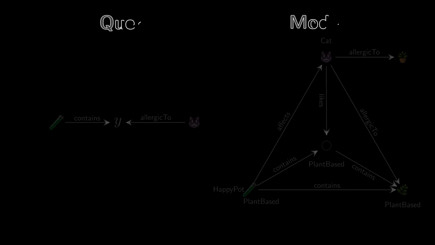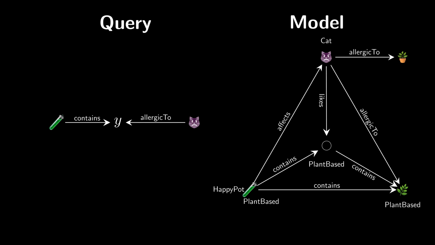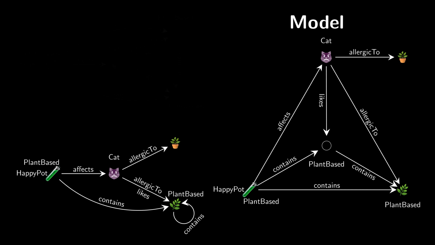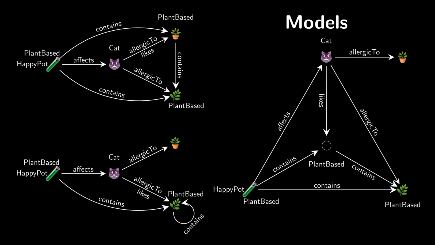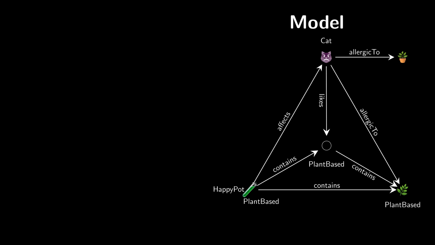Wait, that's exactly not what we did earlier. We introduced some fresh elements to satisfy the rules and only checked the query against that specific model. But there were more models, like this one or this one. Should I prepare an antidote to the antidote? No, don't. There is no need to worry.